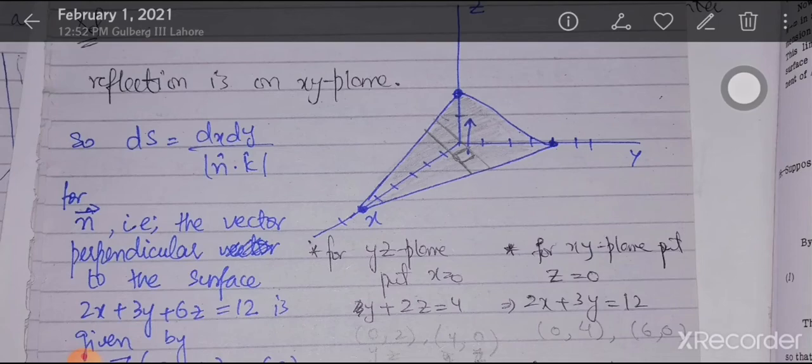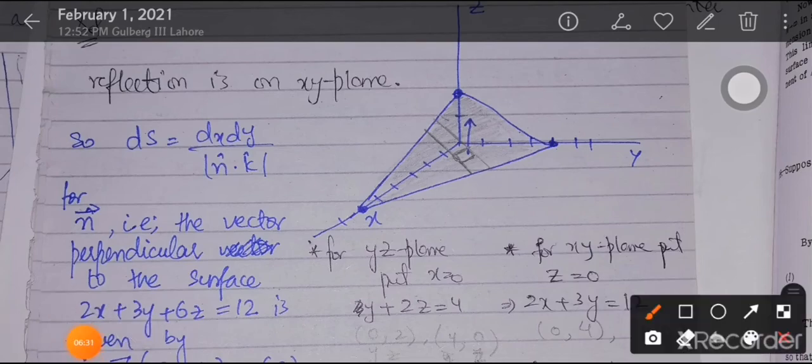Then for the yz plane, we have to put x = 0. We get the equation 3y + 6z = 12, that is y + 2z = 4. Again we will put y = 0 to get the point (0, 0, 2), and when we put z = 0, we get the point (0, 4, 0). So here we have joined these points in the yz plane, and here is the corresponding surface.